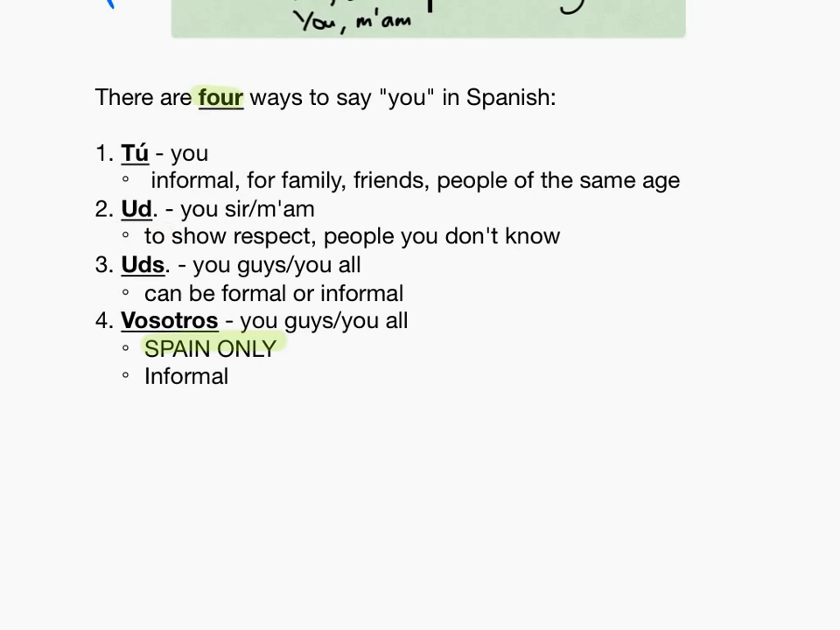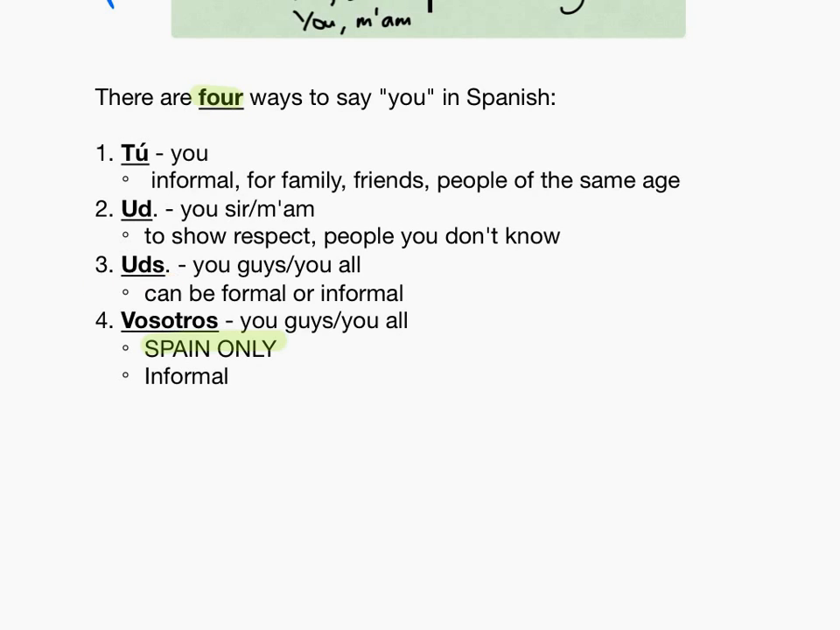Usted is you, sir, or you, ma'am. And we use usted when we want to show respect or talk to people that we don't know. So technically, if you were speaking to me as a teacher, you'd be using usted, and you'd be using the usted form of the verb, which is that third person.